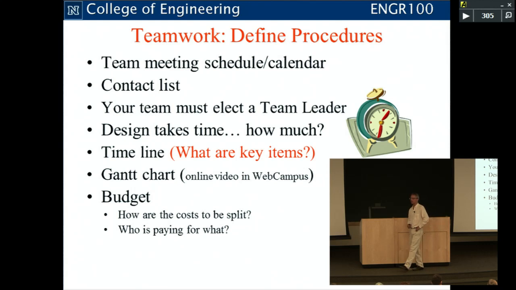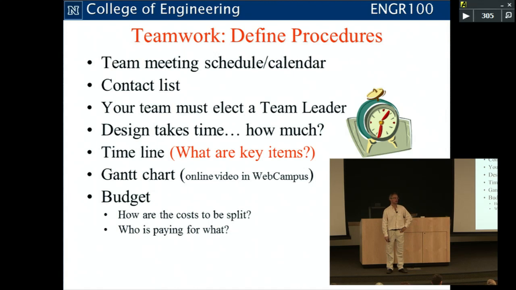Plan out your time. A major step of planning your hovercraft design project is going to be telling us the schedule by which you will do it. And we'll be showing you how to think about these things, how to plan for these things, and we'll be training you on how to use charting software, Gantt charts. We'll be posting a video in Web Campus, and we'll also be talking about it quite a bit in the Skills Labs.